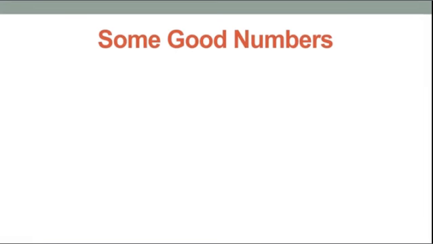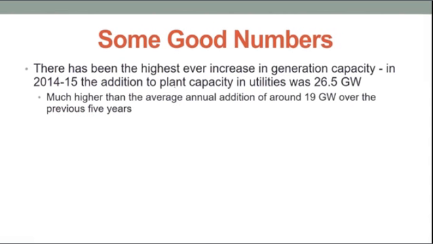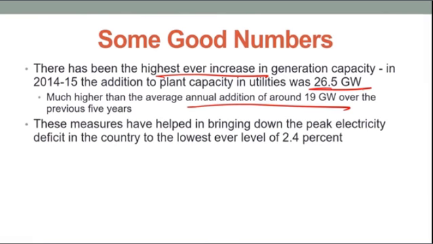So first, some nice interesting numbers. These can come as prelims questions also. The power sector is one area where sometimes in prelims actual factual questions come. So one is the highest ever increase in generation capacity. Annual addition of 19 gigawatt over the previous 5 years. Now we're having 26.5 gigawatts.